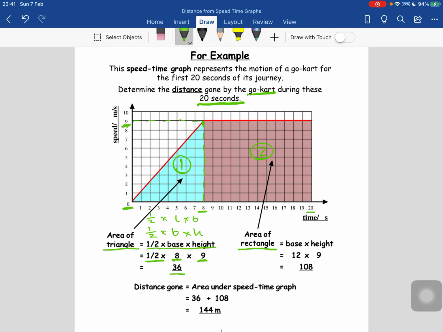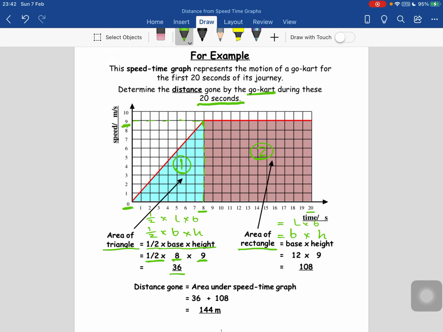Then we want to look at the area of the rectangle on the right hand side. The rectangle is, you could do b times h for base times height. You could also do L times B for length times breadth. Any of these would be acceptable.